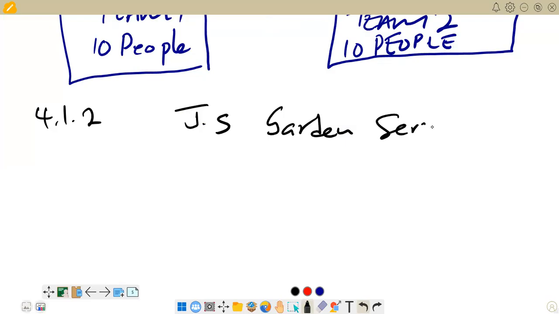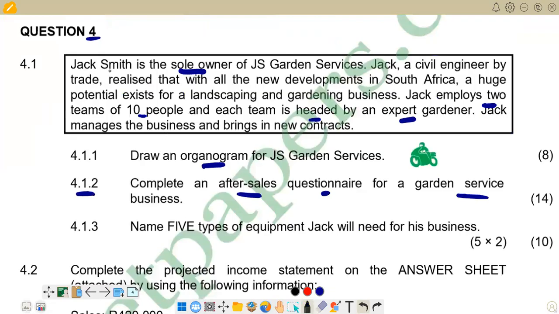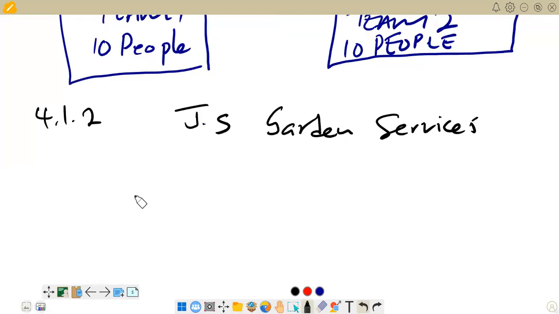Remember, from the information that we are given there, we are told that this is Jake Smith. So he is abbreviated as what? As JS. So it's JS Garden Services. We can just put that one at the beginning of that questionnaire. And then we are now telling the respondents what to do on the questions that are going to follow.